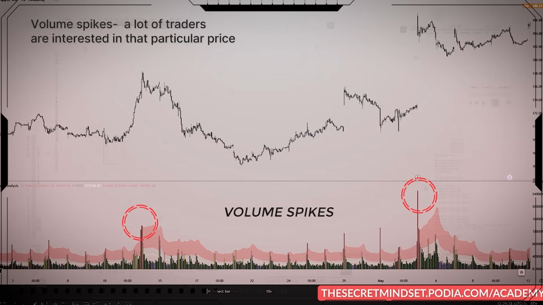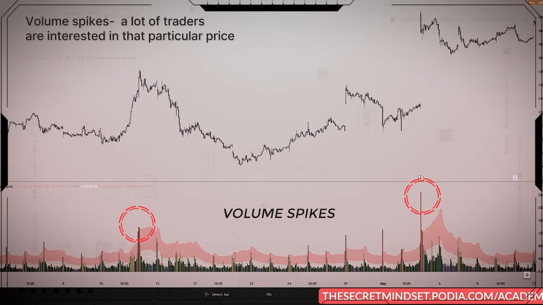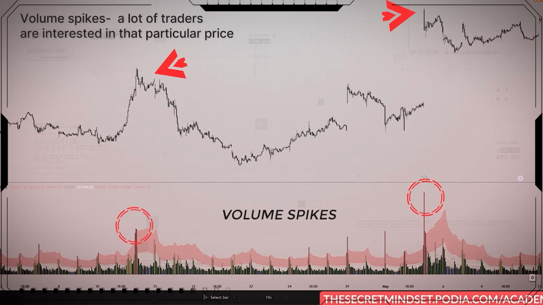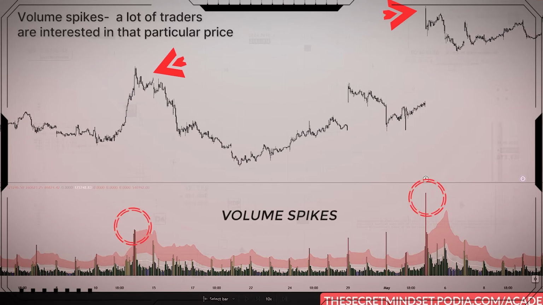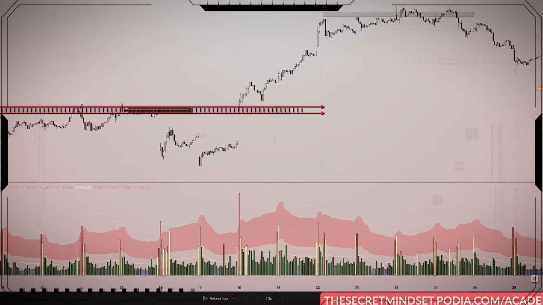Look for periods when volume suddenly jumps up. It means that a lot of traders are interested in that particular price. If the spike is really big, like bigger than any other recent spikes, it's called a volume climax. Volume can also help you validate breakouts.